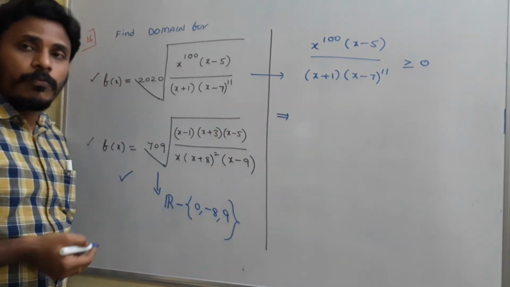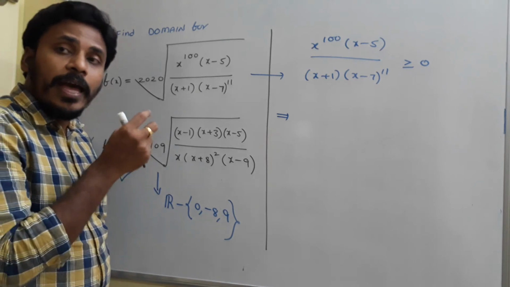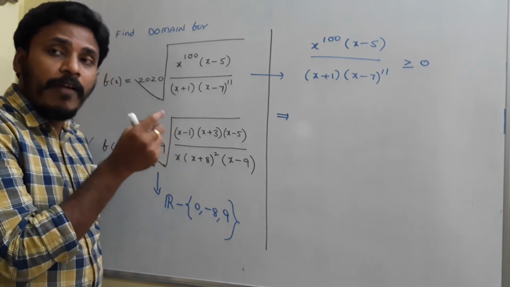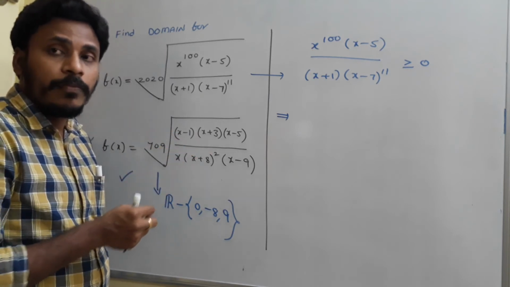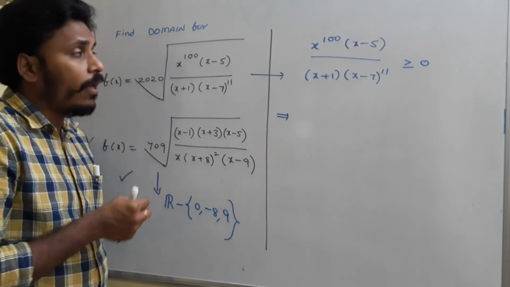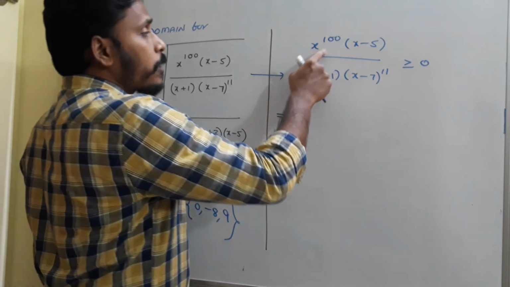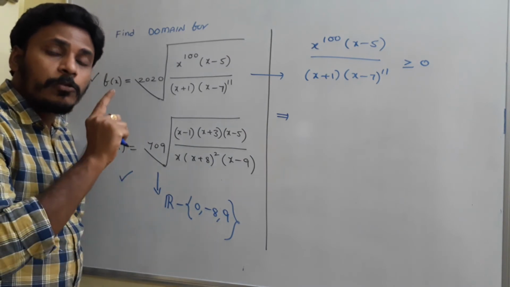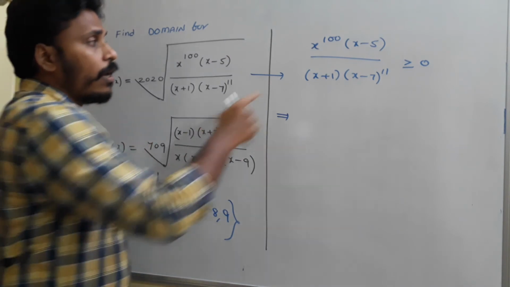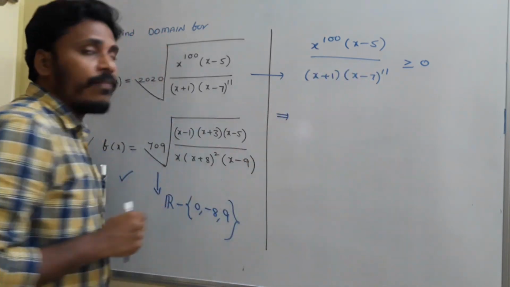And now in the next step, what we need to do, as we discussed in the previous cases, if a factor is positive, then it is easy for us to send that side. Okay, if a factor is positive, then it is easy for us to send that side. You just look there, x power 100. See, you just take any number in the place of x. Since power is 100, an even number, for sure it is positive. Okay, and here x minus 7 power 11.